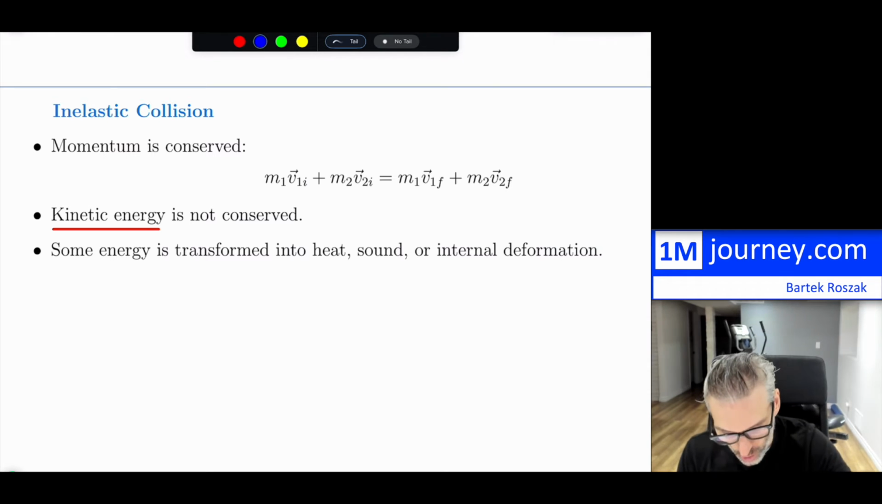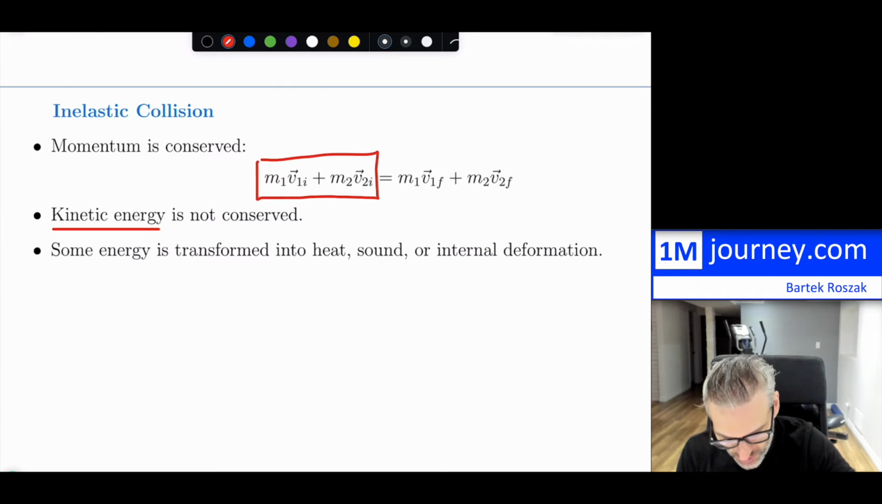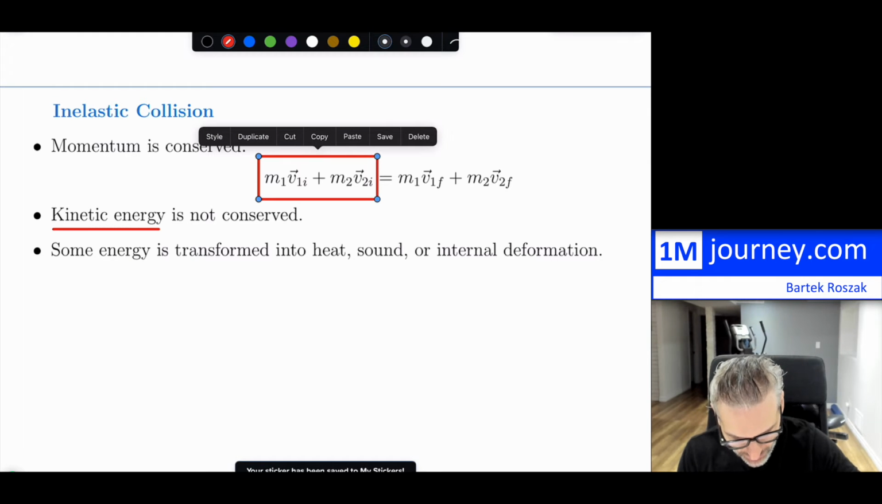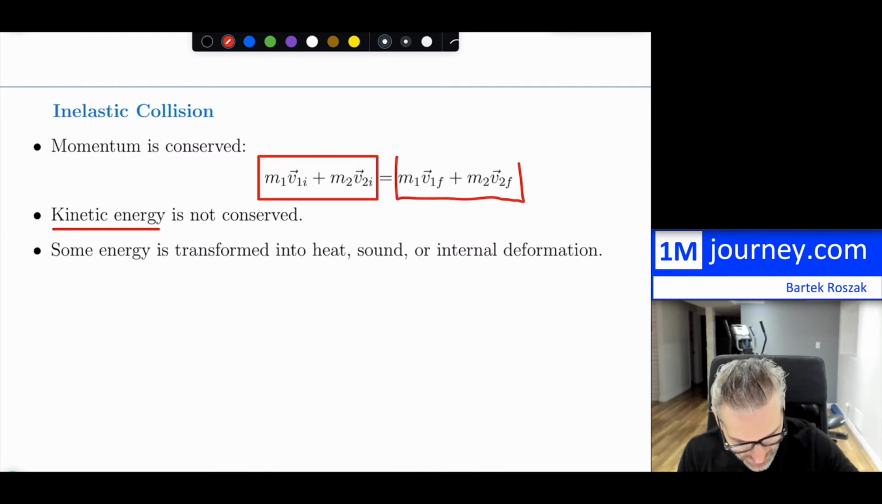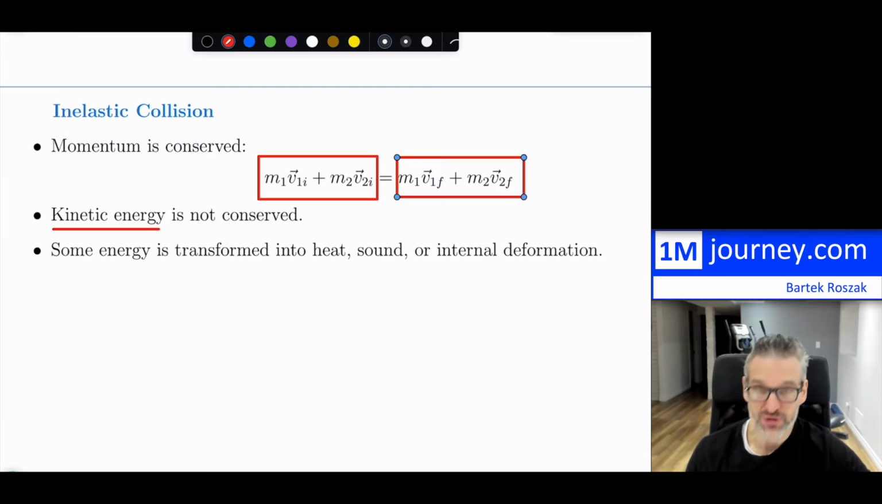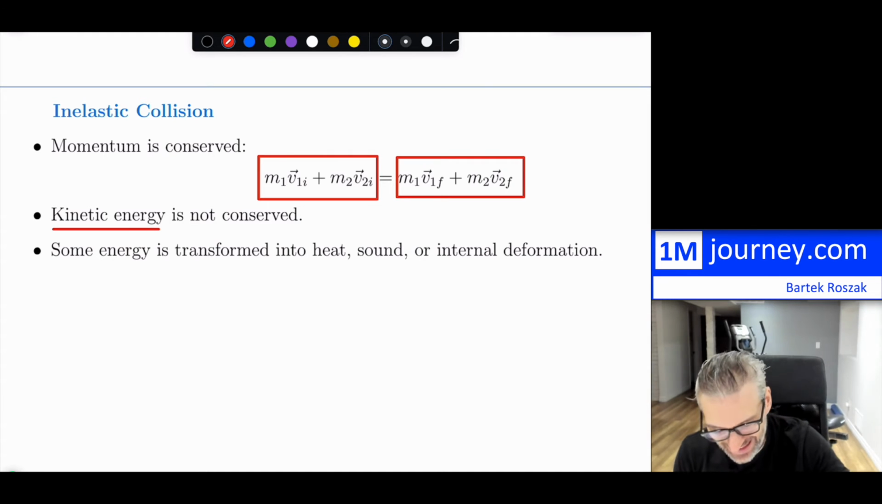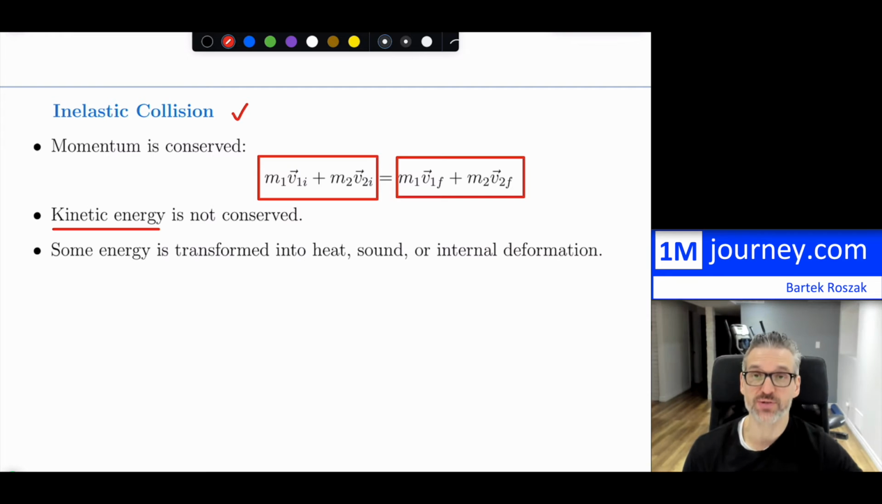So this holds: the amount of momentum that you have, again assuming that there are no external forces being added into the system, is equal before and after. But kinetic energy is not conserved in this case, so we don't typically use the amount of kinetic energy that we have. So those are inelastic collisions.